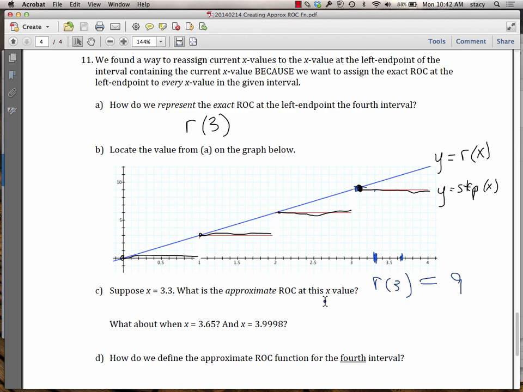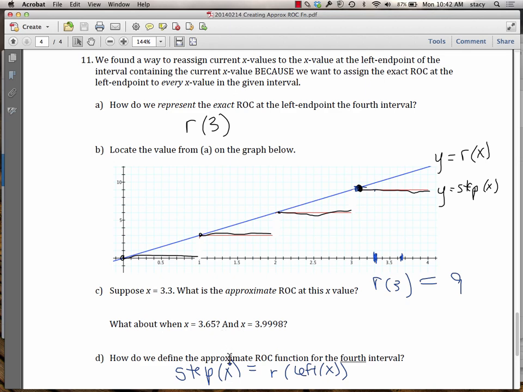So I'm calling my approximate rate of change function step of x. So what I'm looking for is the definition for step of x. So if step is the name, x is the input, step of x is the output, and what rule do I write on the right-hand side to define this function? Arian? R of left of x, right? Because again, what does this approximate rate of change function do?